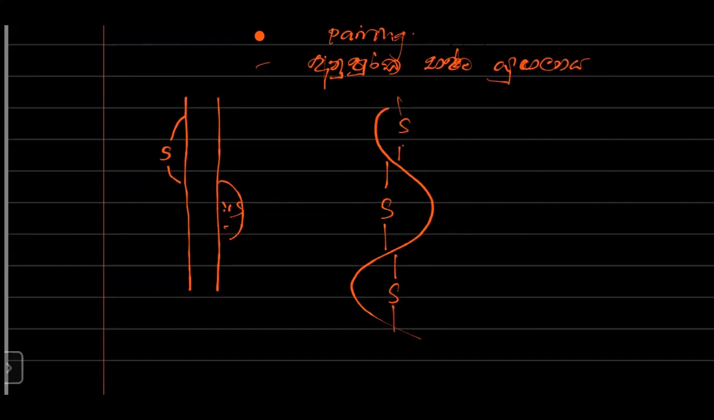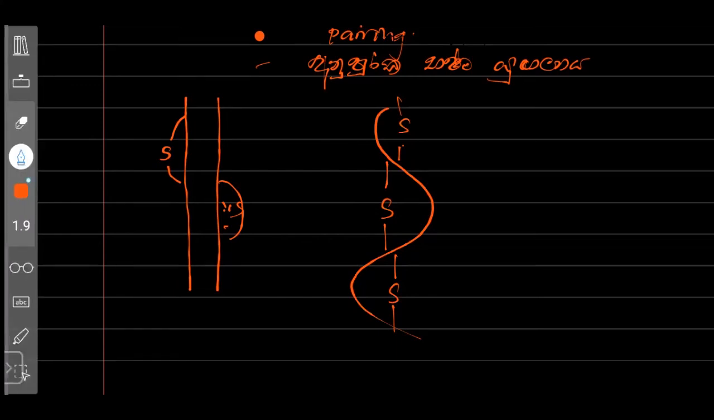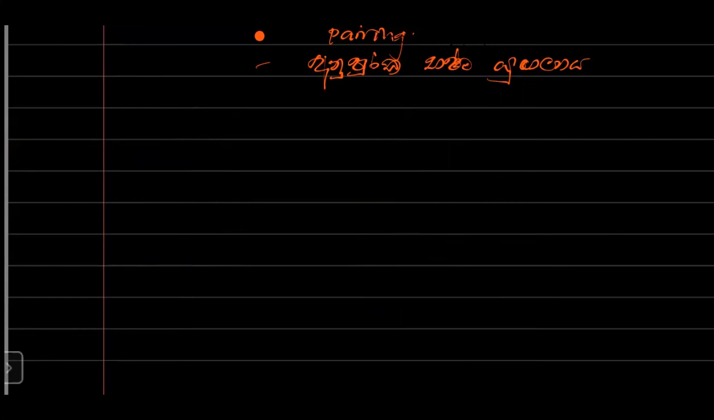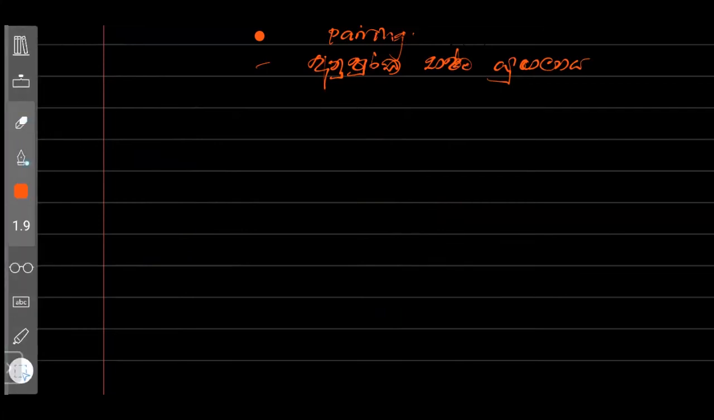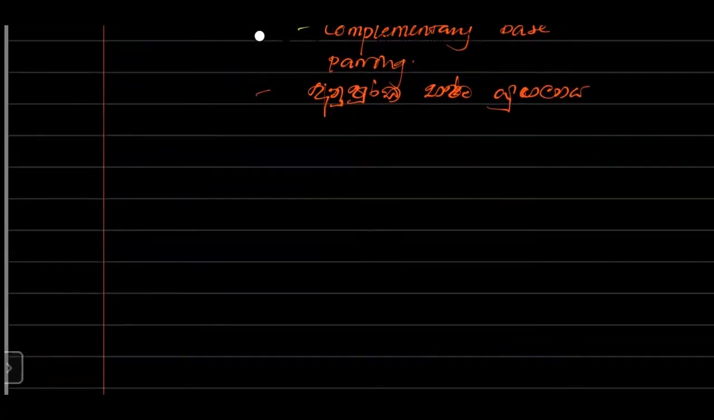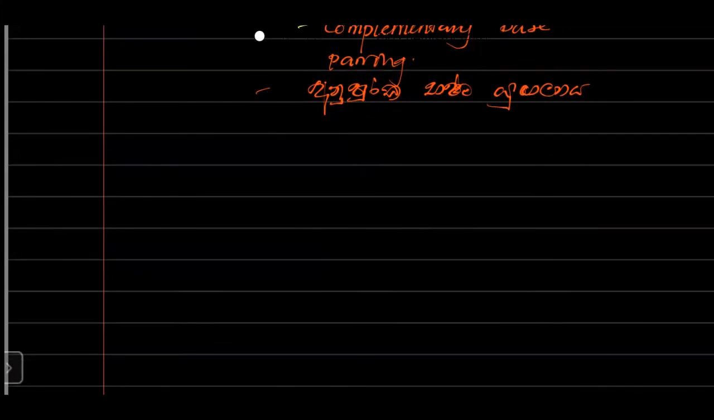So we can see there are two polynucleotide chains. How do these polynucleotide chains exist? Scientists did a lot of research on this. Finally, they could find how these polynucleotide chains exist. It was found by two scientists, Watson and Crick. Therefore, this model is called the Watson and Crick model. Watson and Crick model.